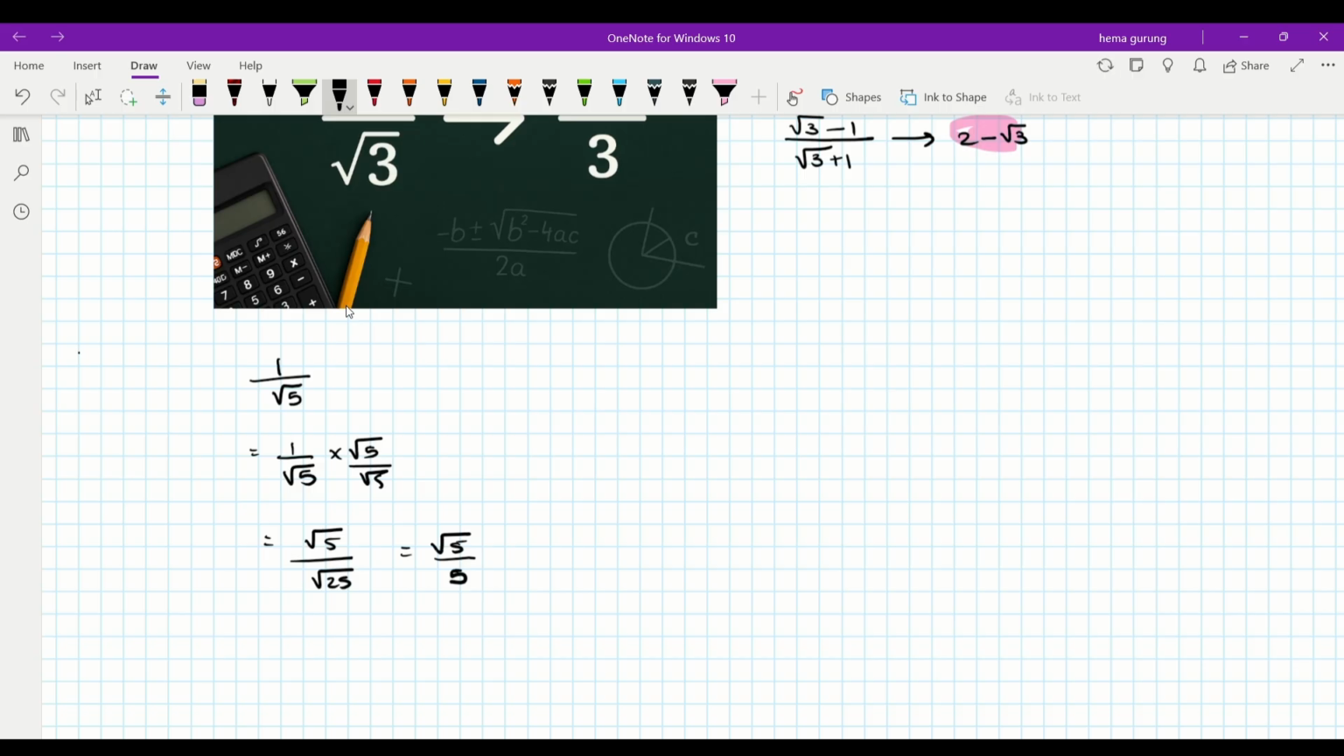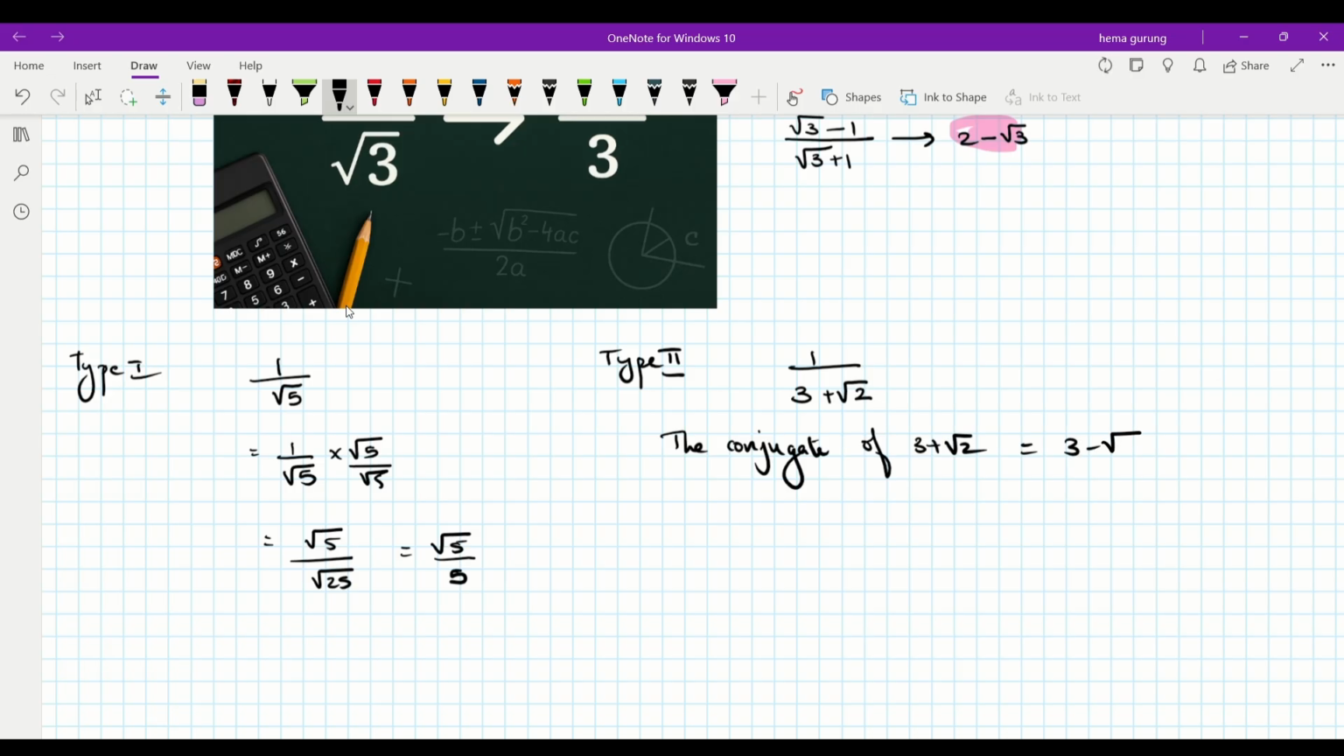Okay, now type 2. Let's say we now have two terms here. Let's say 1 over 3 plus root 2. Now the method to rationalize it is to use the conjugate of the denominator. Now what's a conjugate? The conjugate of 3 plus root 3 is just the negative of the surd part, 3 minus root 3.